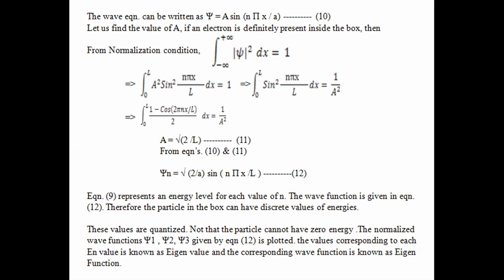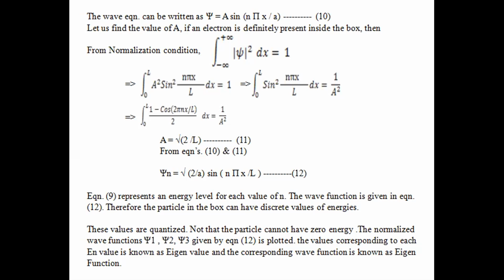From equations 10 and 11, the final wave equation I can write: psi n equals square root of 2 by L sin of n pi x by L. Equation 9 represents an energy level for each value of n. The wave function is given in equation 12. Therefore, the particle in the box can have only discrete values of energy. These values are quantized, and note that the particle cannot have zero energy.